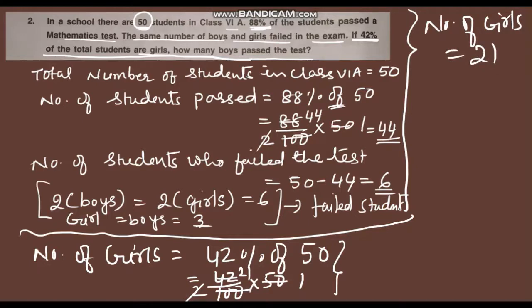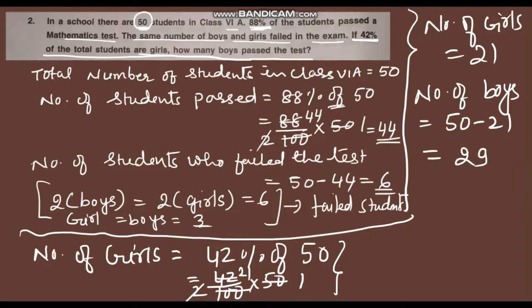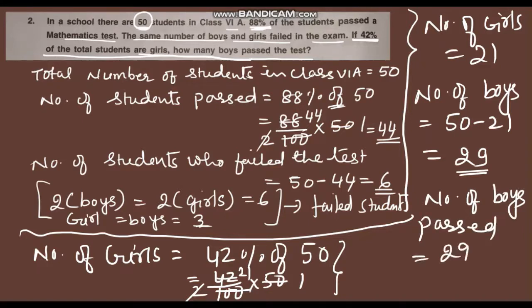So total students were 50. So number of boys will be equal to 50 minus 21. That will be equal to how much? 29. See 10 minus 1 is 9. Here 4 left. So 4 minus 2 is 2, 29 boys are there altogether. 3 boys failed. So number of boys passed will be equal to 29 minus 3. So it will be 26. So how many boys passed the test? 26 boys passed the test.